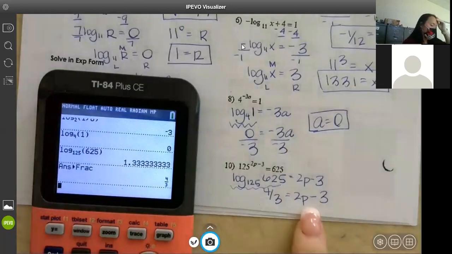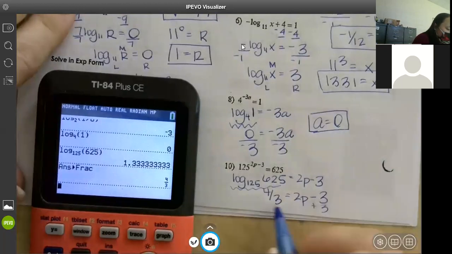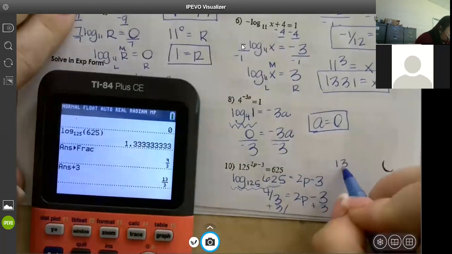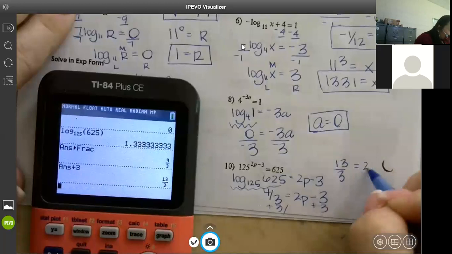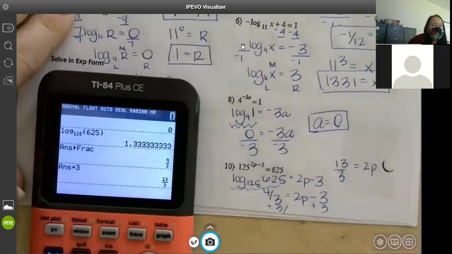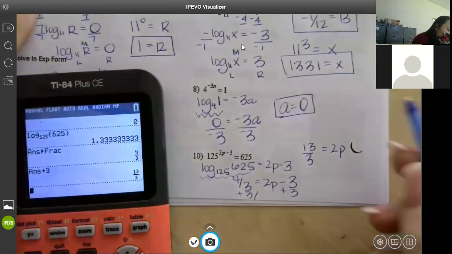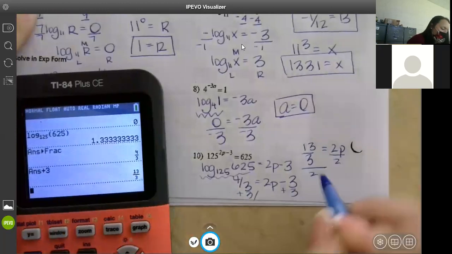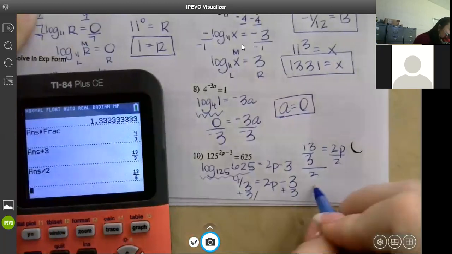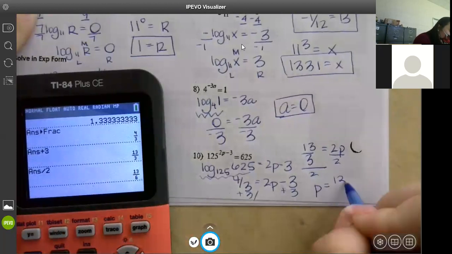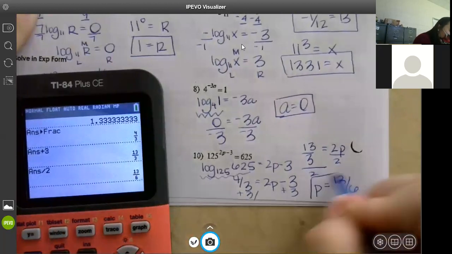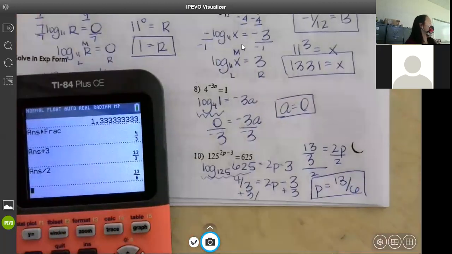So how do I solve this equation for p? I'm going to add 3 to both sides, and I'm going to continue on over here. So add 3 to both sides. I get 13/3 equals 2p. And then how do I solve? If you just keep doing it in your calculator, you're going to be just fine. So I get p equals 13/6. And again, I don't care if you give me decimals or fractions. It's just easier to grade fractions than it is decimals.